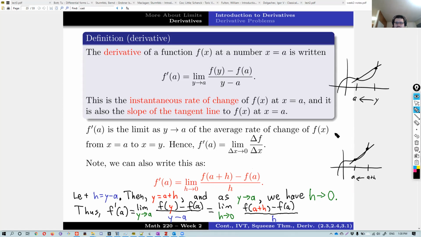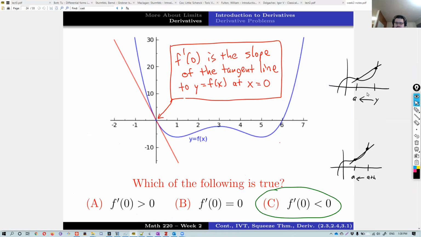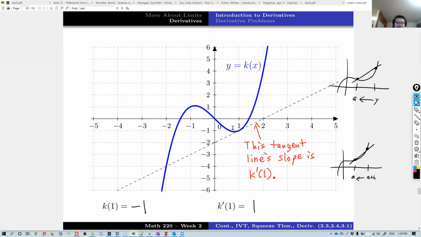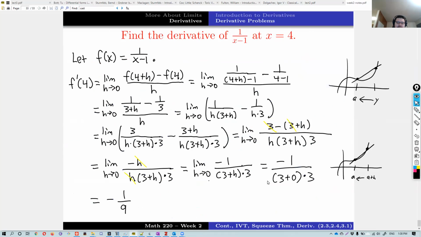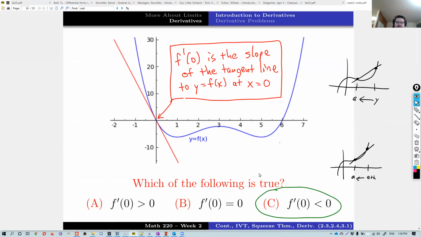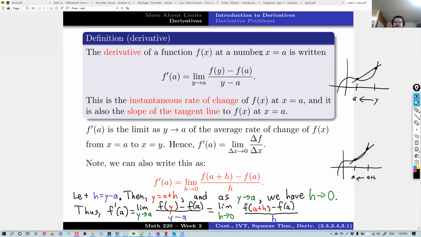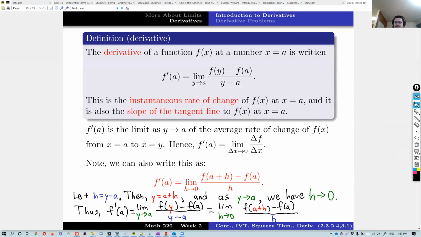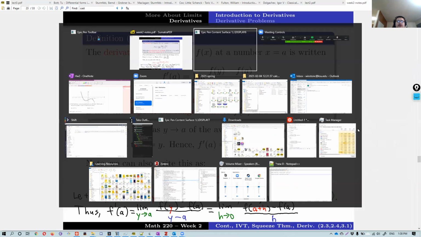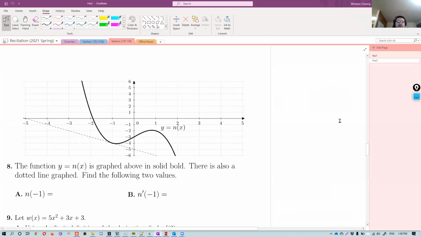I think the rest of this is really just the calculation work. So I just wanted to emphasize the concepts before we move on to the calculation. All right. So are there any questions? If not, then I guess we're going to focus on the problem set now.